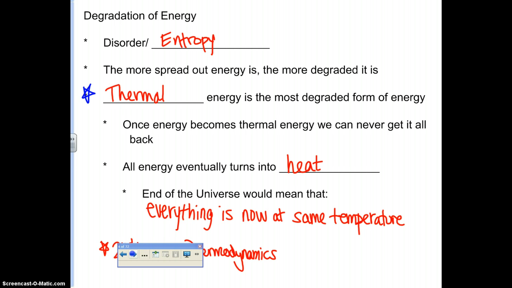Once energy becomes thermal energy, we can never get it all back. All energy eventually turns into heat. Therefore, the end of the universe would be at the point when everything is now at the same temperature. Because if everything's at the same temperature, then there's no change in temperature. And if there's no change in temperature, then there's no kinetic energy. If there's no kinetic energy, there's no movement of molecules. Stop, all right, is pretty much what would happen. So once again, I'm just referring to the second law of thermodynamics here.